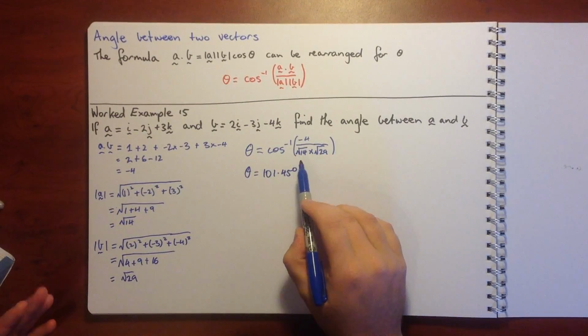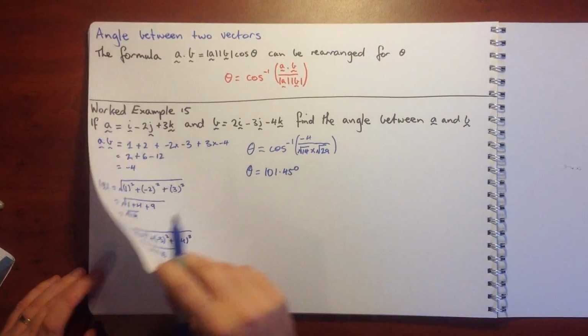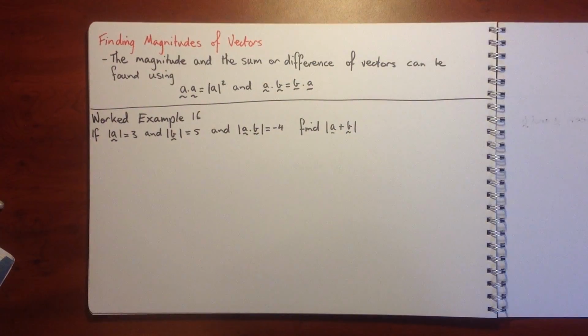So we get to something like this. It's clearly not going to be one of our exact values, so we'll go and plug it into our calculator. Okay, so we'll keep moving on. So finding magnitude of vectors. The magnitude and the sum or difference of vectors can be found using these.